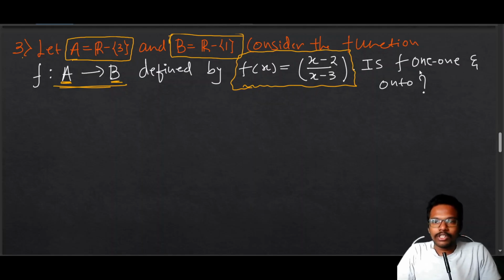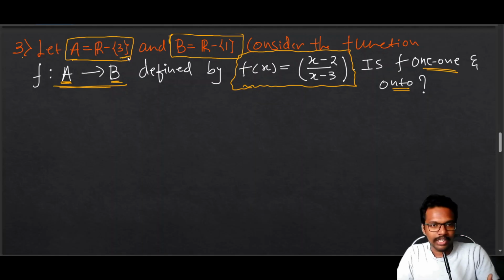So what they are asking now is whether f is 1-1 and onto. It means they are asking us whether the given function is 1-1 or not, and whether the given function is onto or not. So now we have to verify this. We have to use the same concept here. But before we start solving, let us understand why they have removed 3 from the domain.